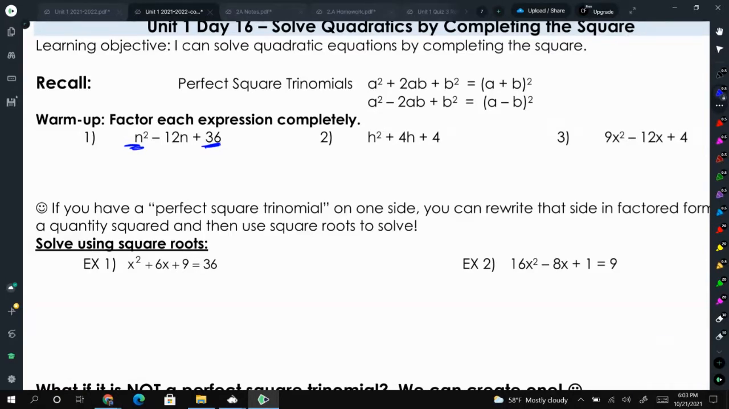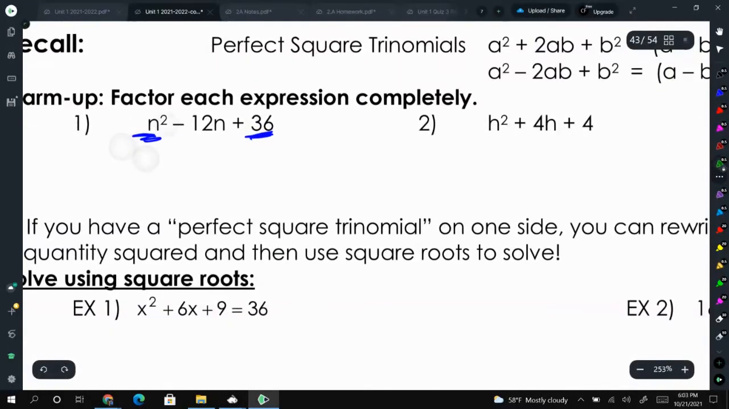And what that allows us to do is write our quadratic in that form, and then we can solve it using the square root properties. So let's look and factor these. You have a perfect square here in 36, a perfect square in here, a 1. So we can write this as n minus 6 squared, and we know it's going to be minus because your b term is negative.